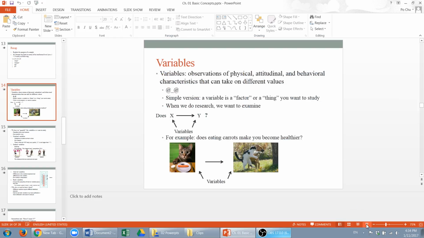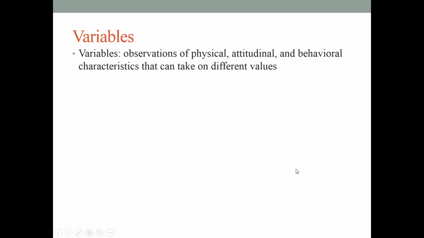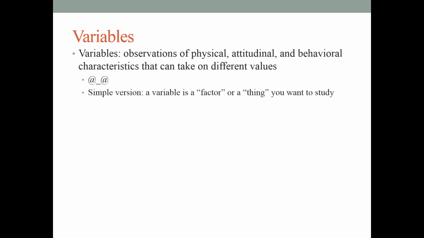Okay, so now let's move on and talk about variables. When we do research, we need to talk about variables. So what are variables? It's observations of physical, attitudinal, and behavioral characteristics that can take on different values. Now this is kind of confusing, so let me just tell you a very simple version. A variable is a factor or a thing that we want to study.